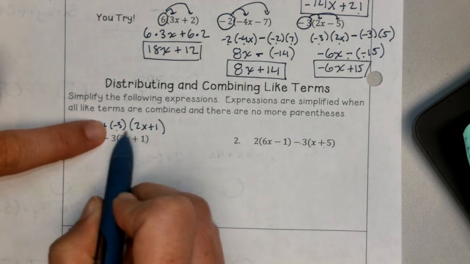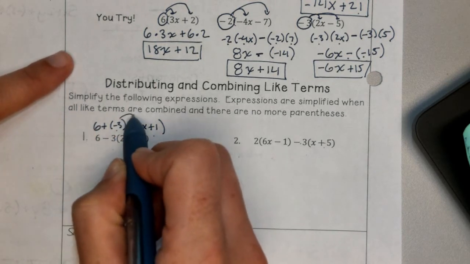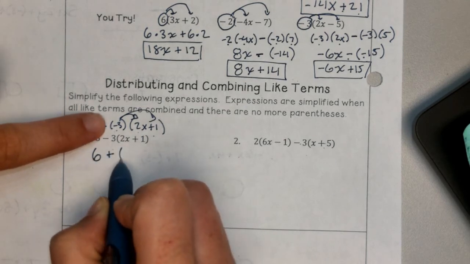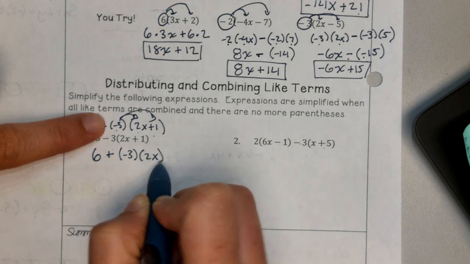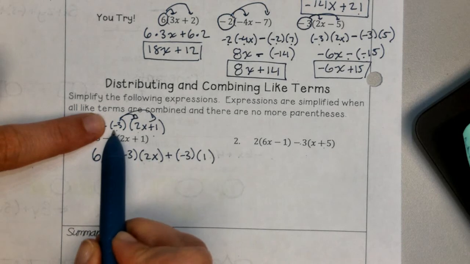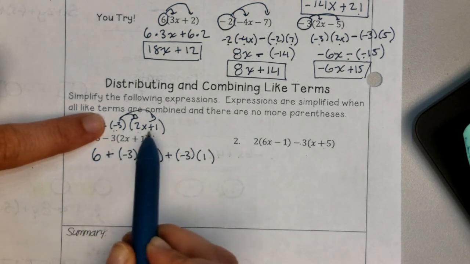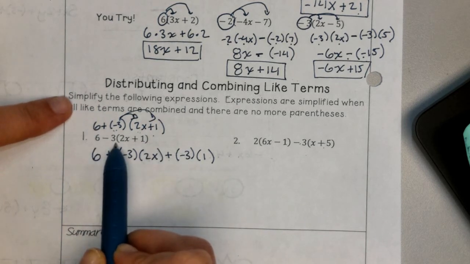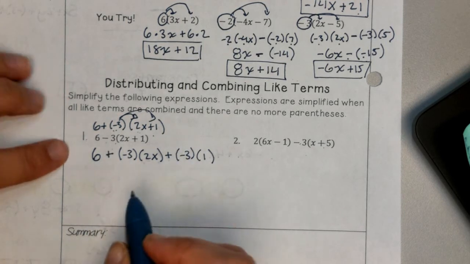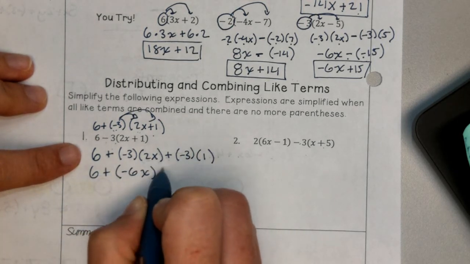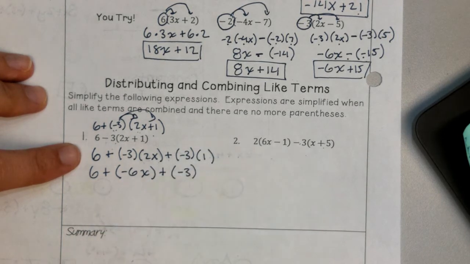So this is a negative 3 on the outside that we have to distribute. So we leave the 6 here, plus negative 3 times 2x, plus negative 3 times 1. That 6 stayed there. You do not do 6 minus 3. That is subtraction. You have to do your multiplication first. Negative 3 times 2x is negative 6x. Negative 3 times 1 is negative 3.